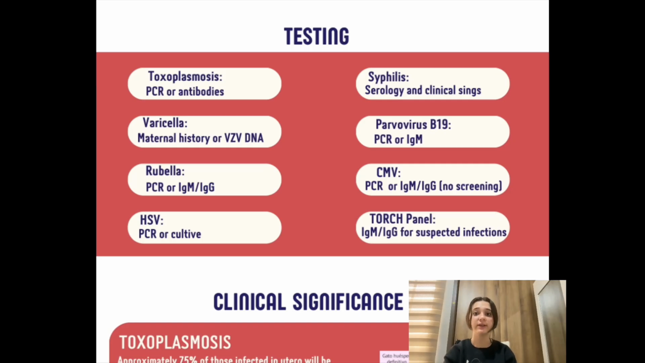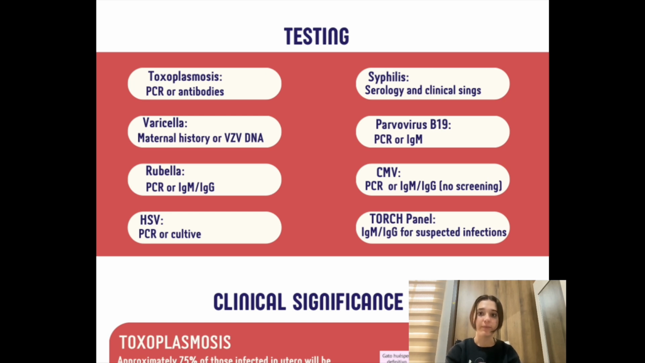Now we're going to talk about testing. First, toxoplasmosis is diagnosed by testing for the Toxoplasma gondii parasite via PCR, microscopy, or inoculation, or identifying specific IgG, IgM, or IgA antibodies. Brain imaging, like calcifications, hydrocephalus, microcephaly, and retinal exams assess symptoms and severity, but are not diagnostic.